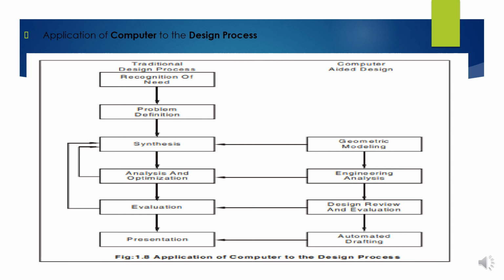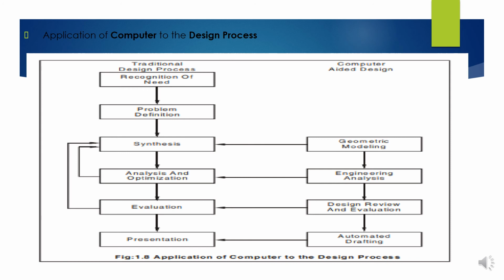Coming to analysis and optimization. Engineering analysis means analysis of engineering properties such as stress, structure, weight and load, which can be analyzed and optimized. If the analysis is not okay, it will go back to synthesis, and the geometrical models are rebuilt or remodeled. After that, it comes to analysis and optimization again. Then, if it is okay, it will go to evaluation.